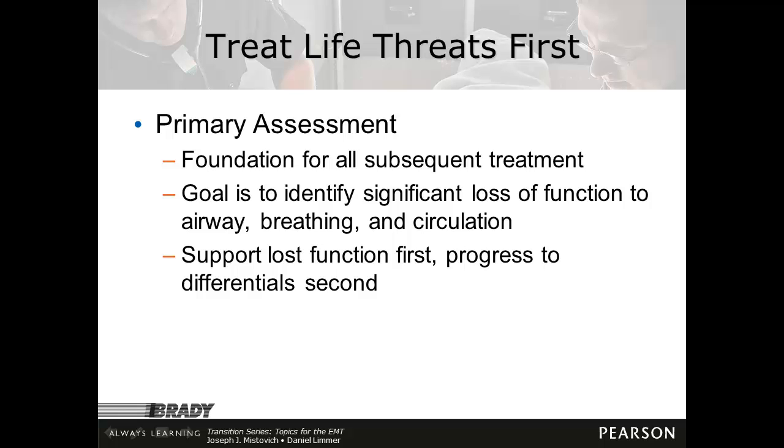You can assess for shock by quickly noting skin condition, pulse rate, and quality. And we should always quickly determine whether the patient is a load-and-go priority. Immediate support for any lost function must be implemented, including oxygen administration, ventilation, control of bleeding, and care for shock. We support any lost function first, and then progress to differential diagnosis second.